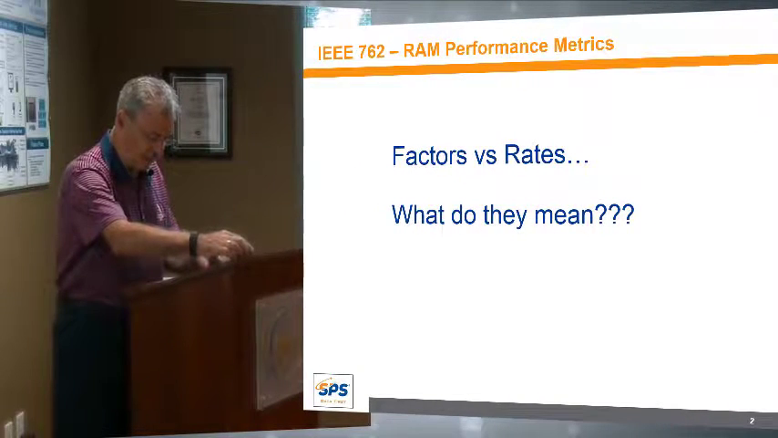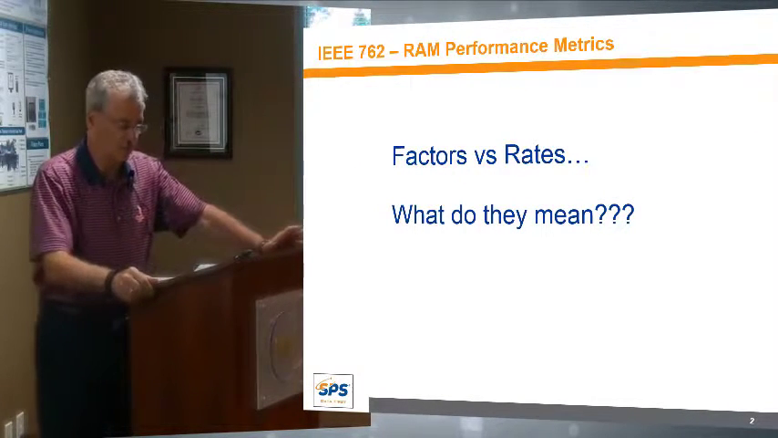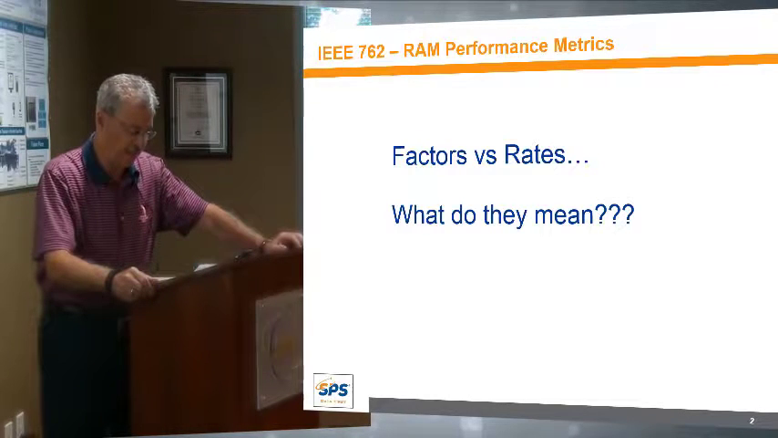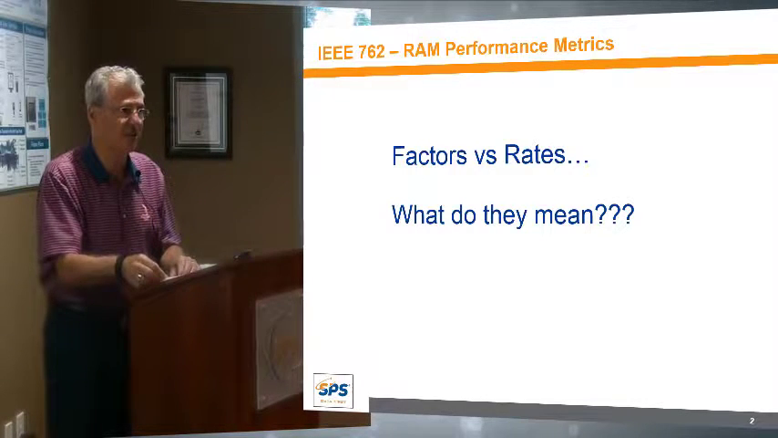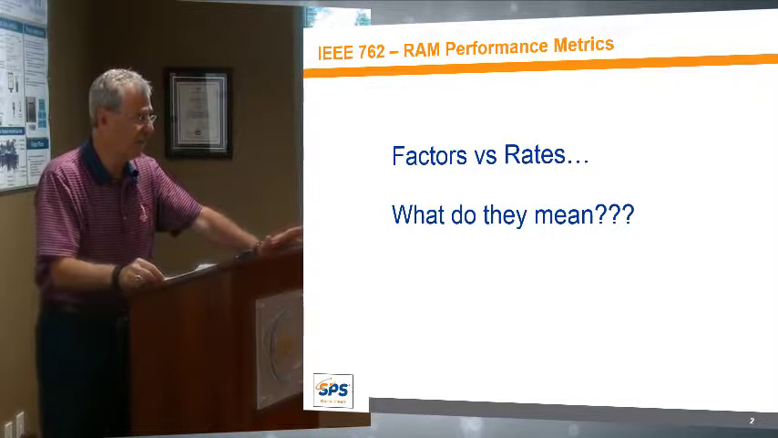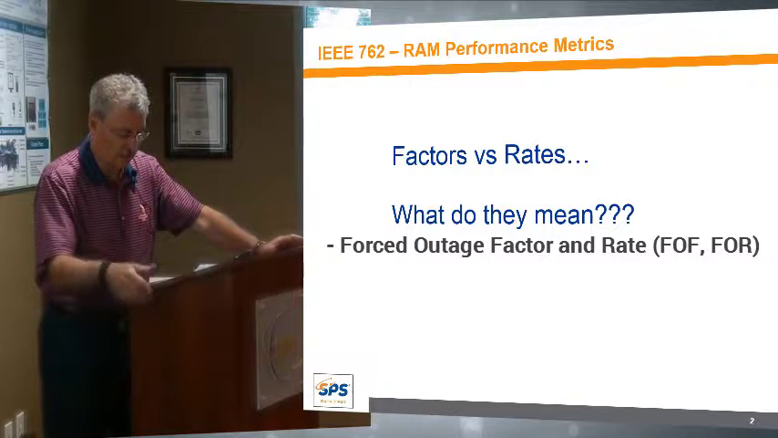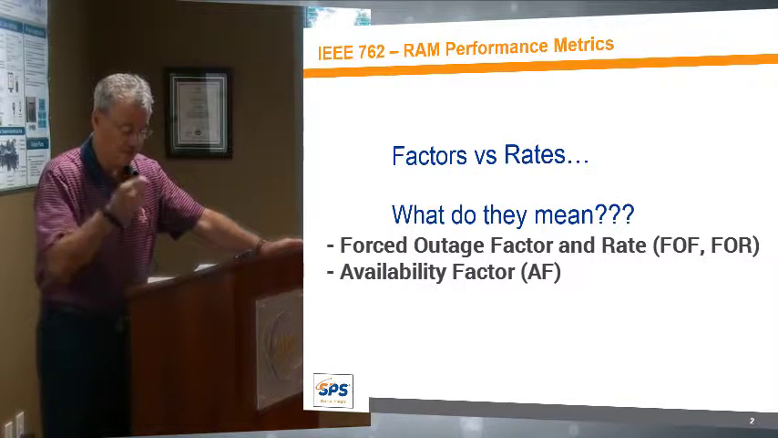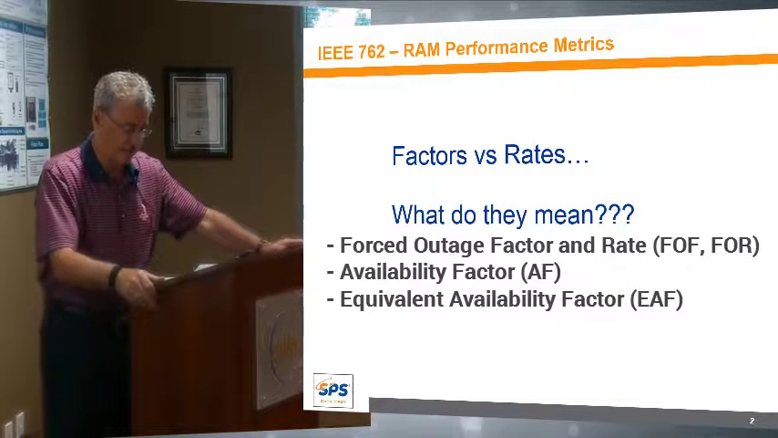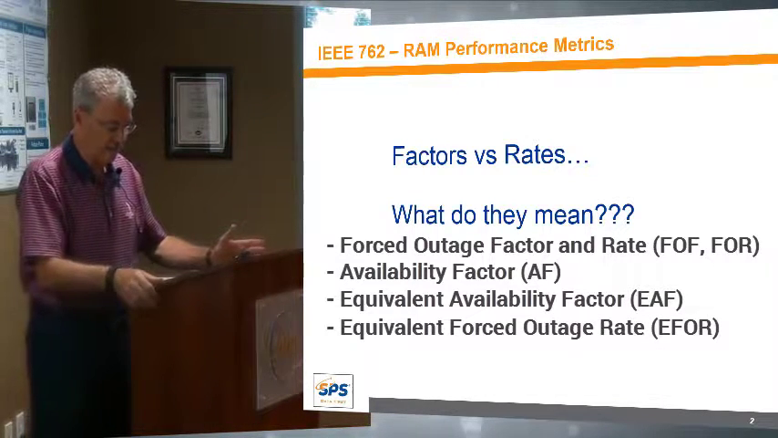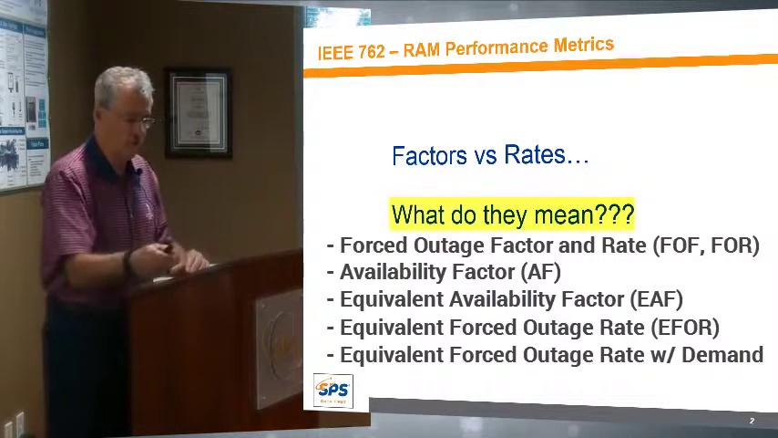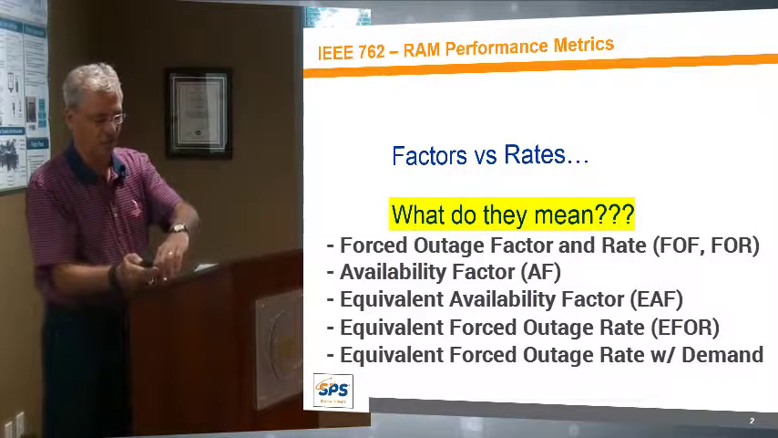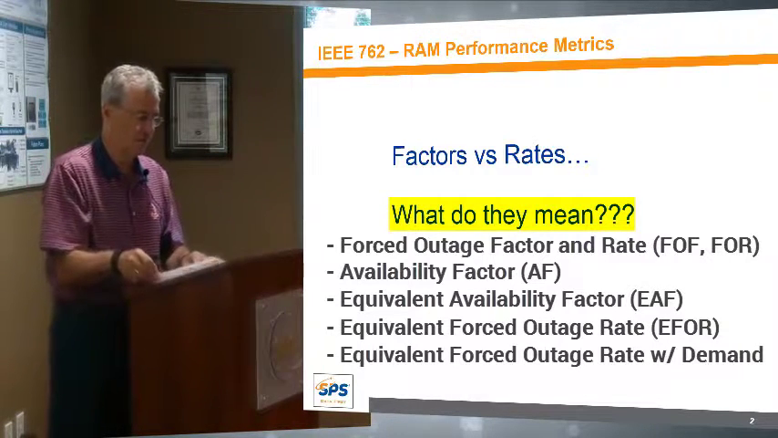If you have spent any time with the standard or the ORAP reports, or hopefully today the ORAP Analytics portal, you will see several of the IEEE metrics presented as factors or rates. Forced outage factor, forced outage rate, availability factor, equivalent availability factor, equivalent forced outage rate, equivalent forced outage rate sub D or with demand. The fundamental question is, what do they mean? What value do they have? Let's address these important questions.